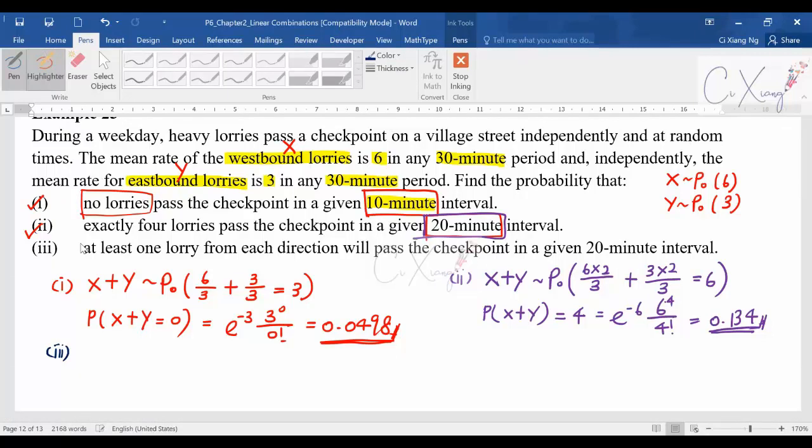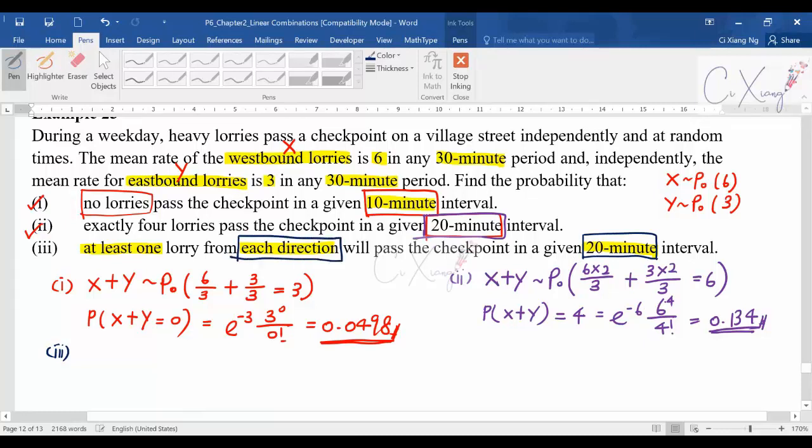For part number 3, they said at least 1 lorry from each direction will pass the checkpoint in a 20-minute interval. Here there are a few important keywords. First, they are talking about the 20-minute interval. And now, please highlight the words each direction. Just now, in part 1 and part 2, they didn't specify which direction. They just wanted the total number of lorries. But now they have separated it. They want to know from each direction. That means from eastbound I want at least 1 lorry, and from westbound I also want at least 1 lorry.